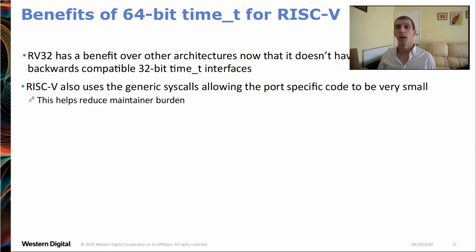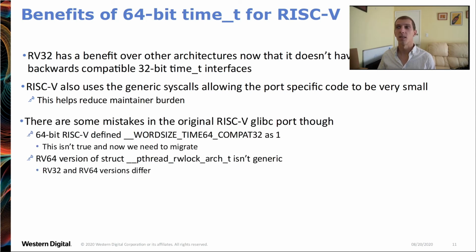RISC-V also uses generic syscalls. So that means we don't have to have specific RISC-V versions, and the RISC-V Glibc port for both 32 and 64-bit is actually quite small. This reduces maintainer burden, as we don't have to handle these other syscall interfaces.